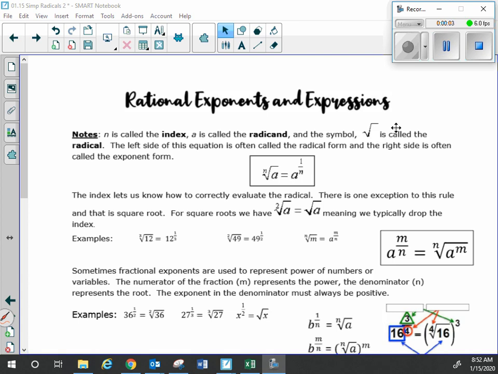Index, right? The index is the number that is on the side of the radical here. What is it if there is no number there? 2, right? It's an assumed 2 if there's nothing there. So today we're going to talk about fractional exponents.